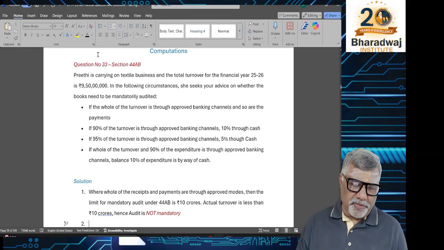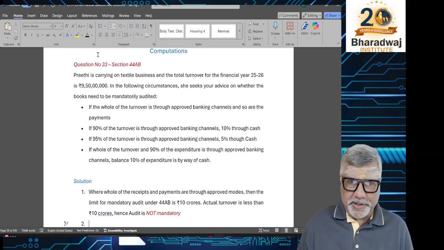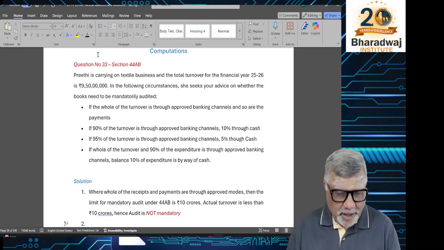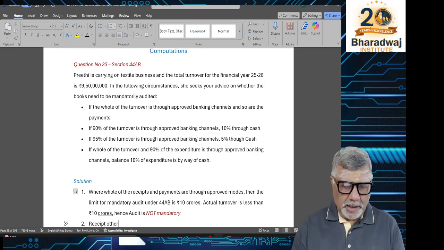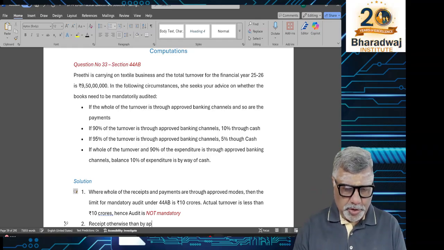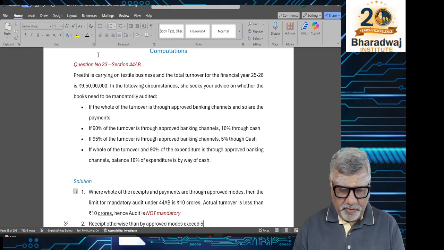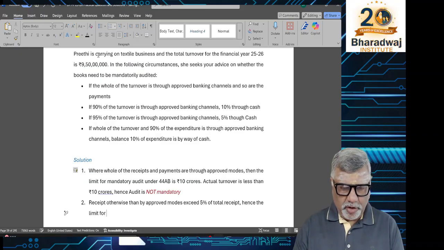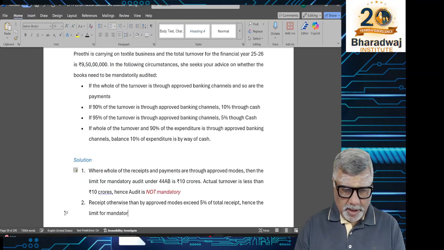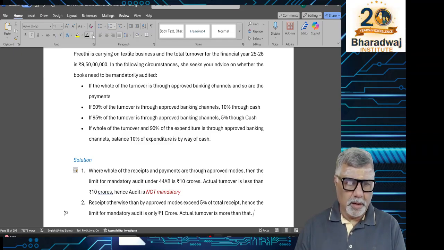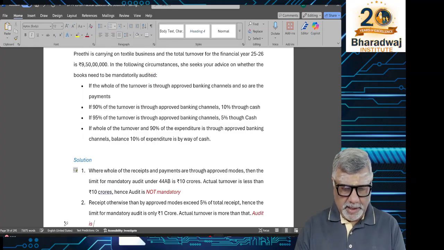If 90% of the turnover is through banking channels and 10% through cash, 1 crore will be the limit. Okay. Receipt otherwise than by approved modes exceeds 5% of total receipt. Hence, the limit for mandatory audit is only rupees 1 crore. Actual turnover is more than that. Audit is mandatory.